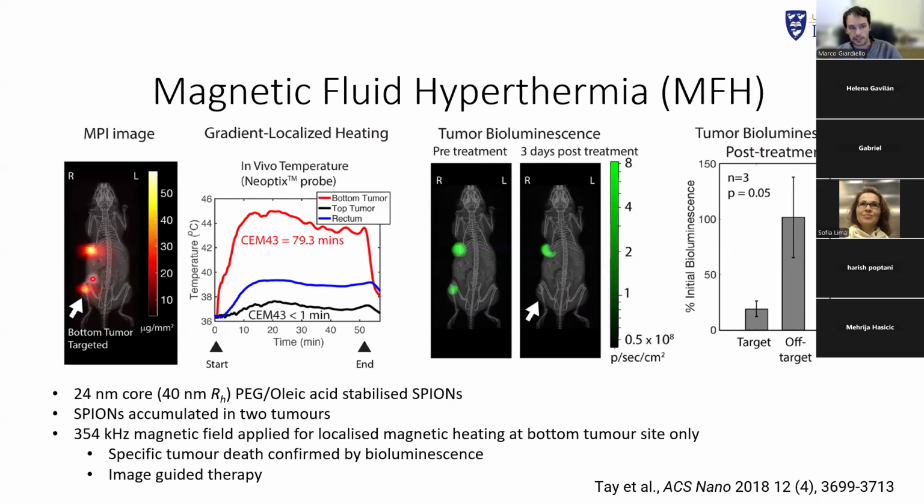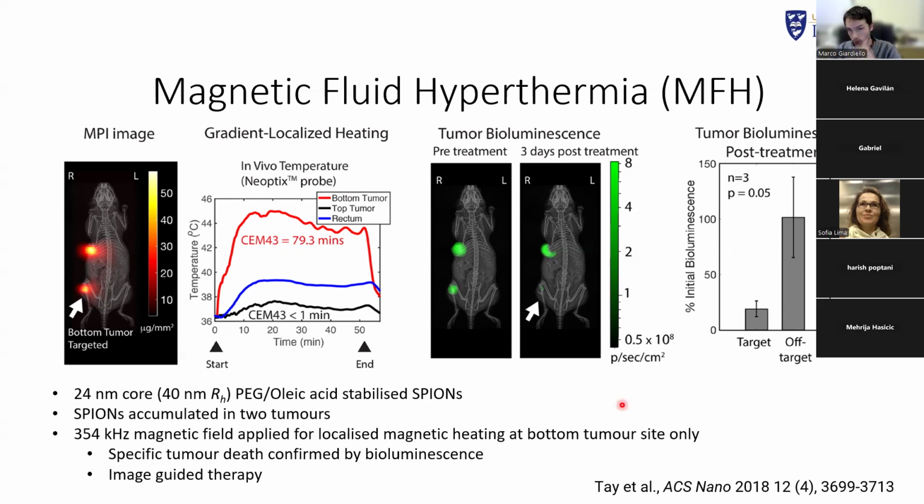And you can see this in the MPI image that you have here. They then use the hyperthermia system, which can be really focused, to only warm the tumor in one location. And then they imaged afterwards using bioluminescence, and they could see that this tumor depleted, but this tumor remained still present. In other words, what they were doing was demonstrating how focused that hyperthermia system is to only target the heating of that particle in that one location.